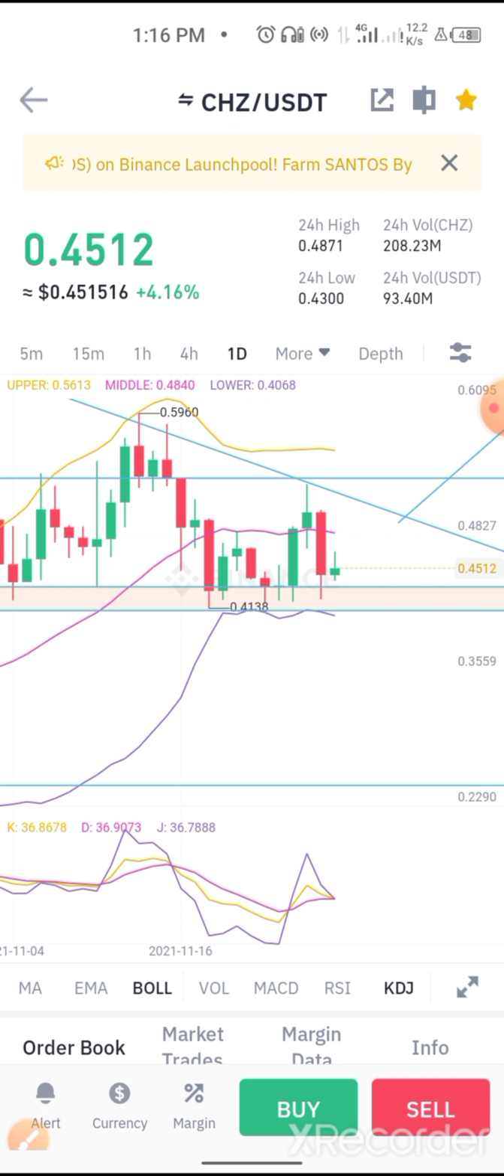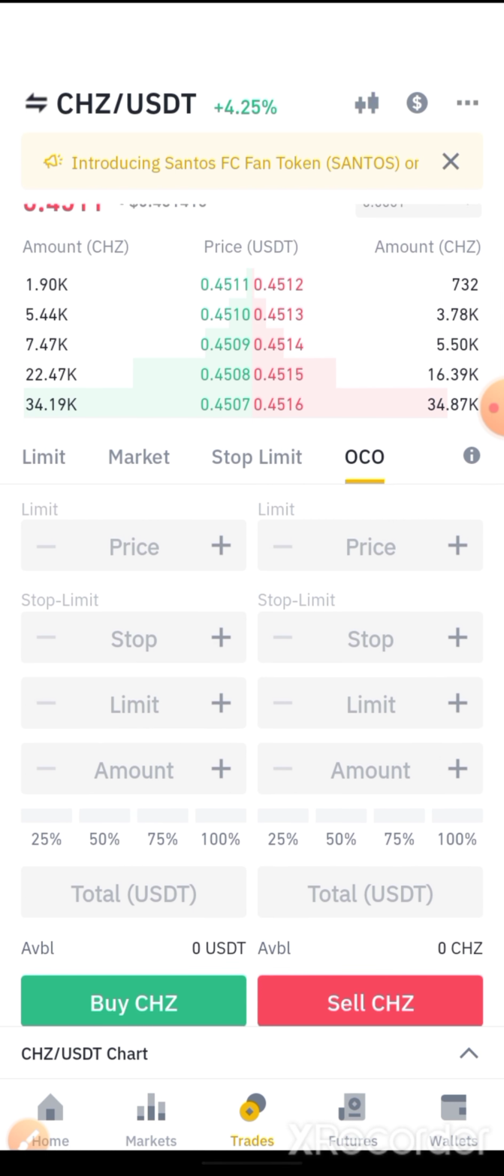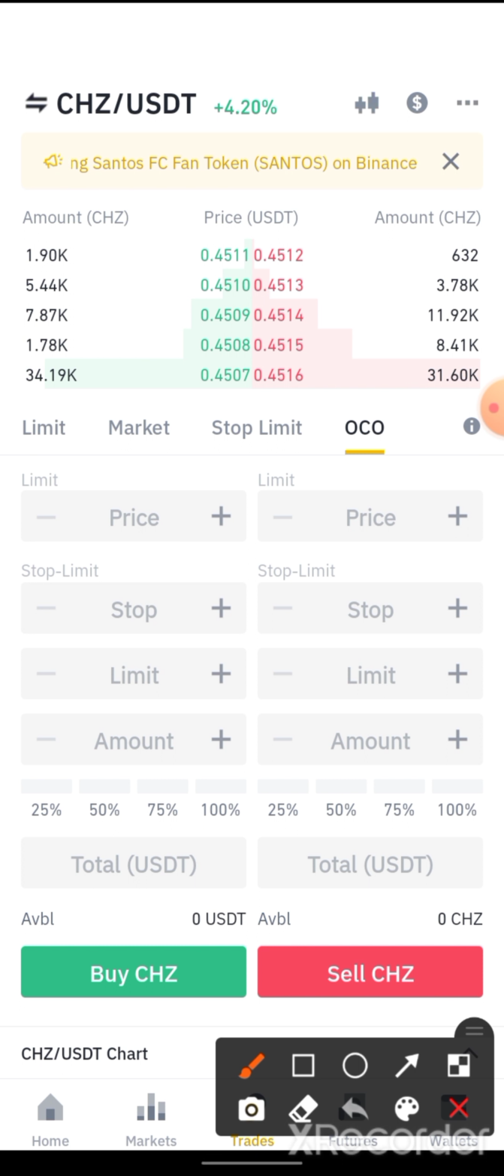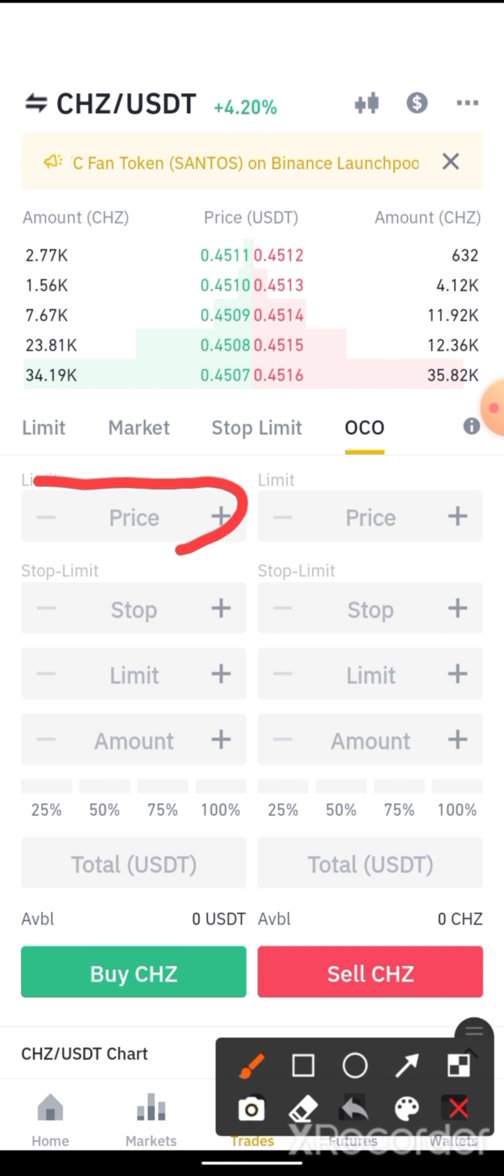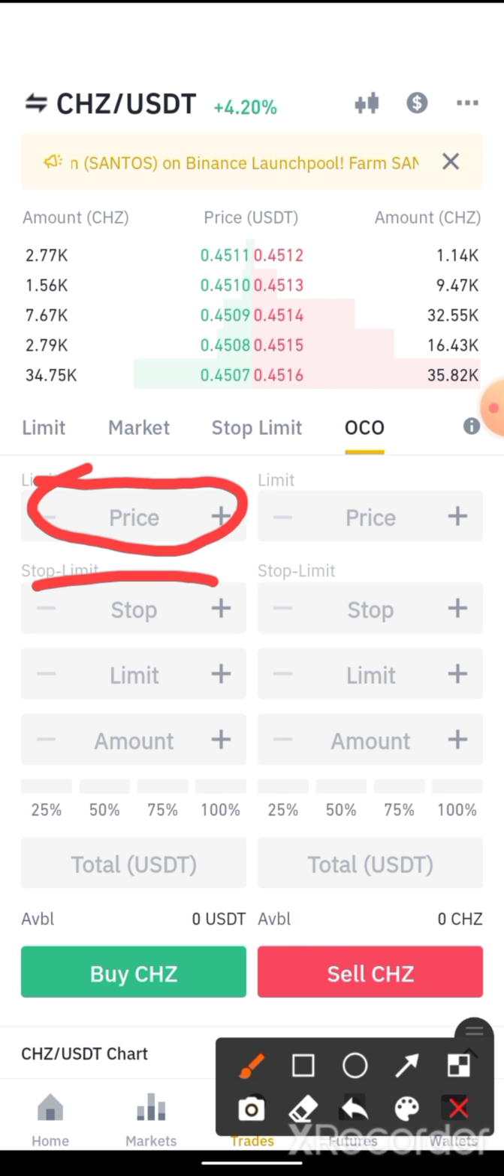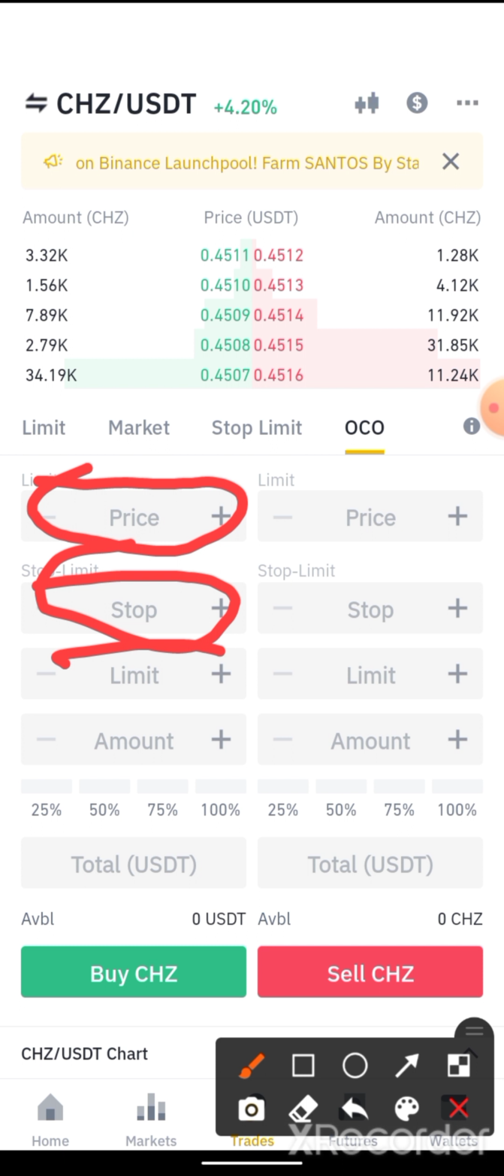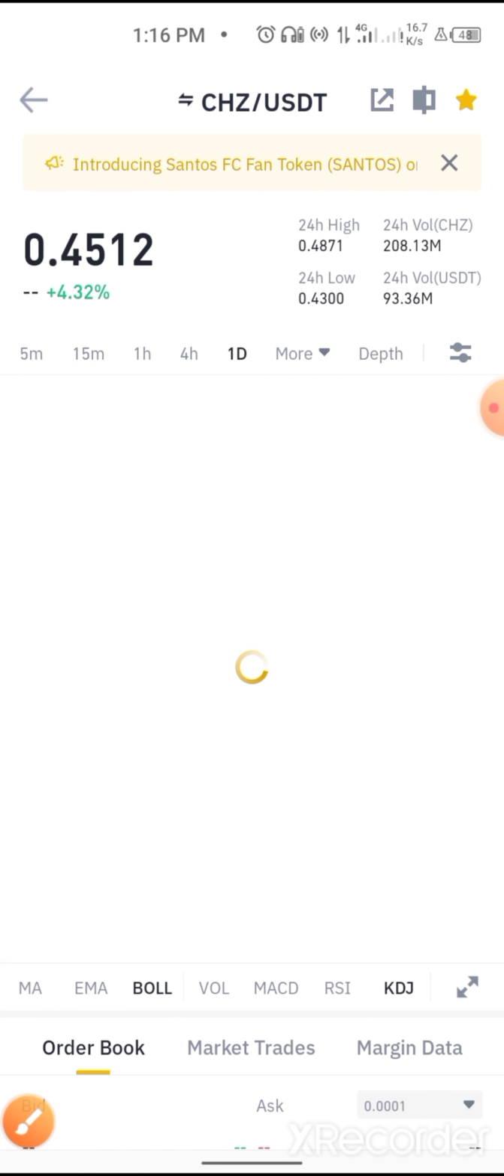Now for sell. Let's give that example. I said this is the original price I want to buy, that's the limit. This is the stop that will trigger this limit in case I did a wrong analysis. Okay, so let's go back to the sell.